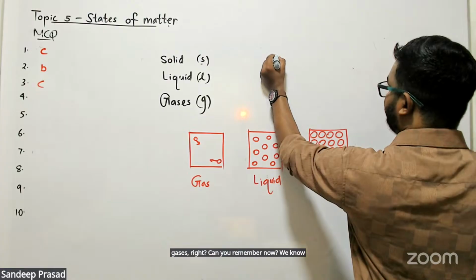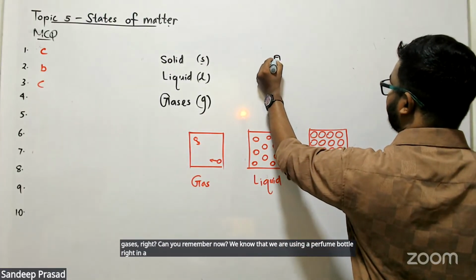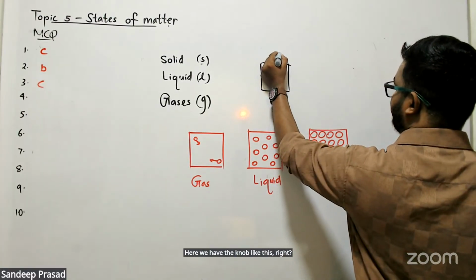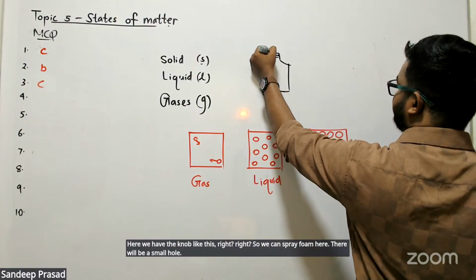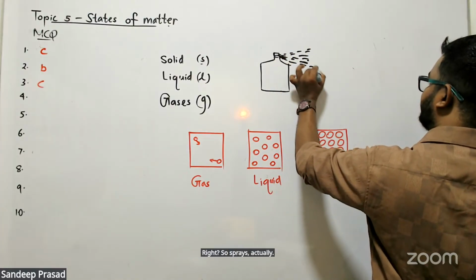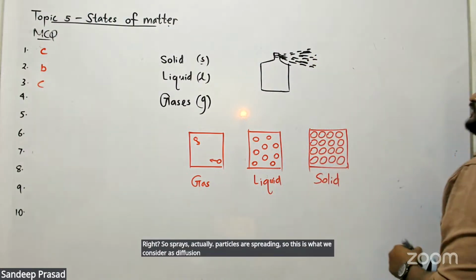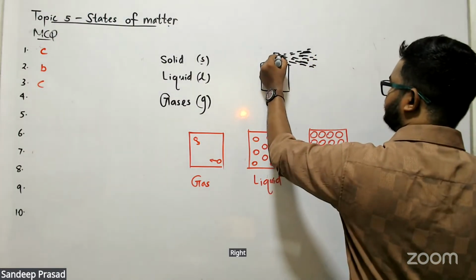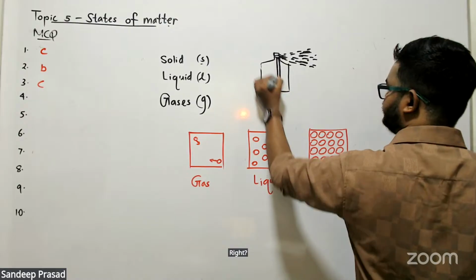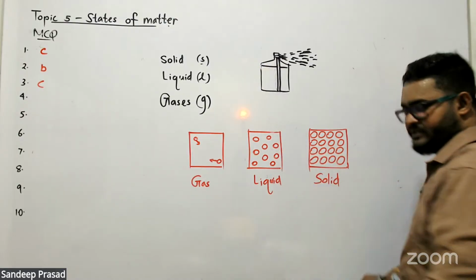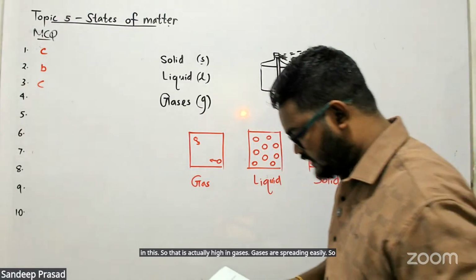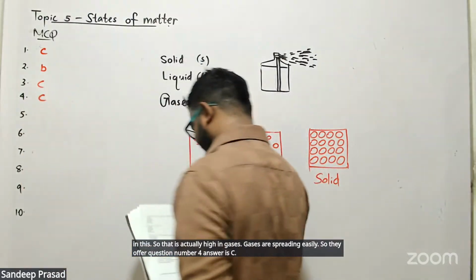We know that we are using a perfume bottle, right? In a perfume bottle, here we have the knob like this, right? So we can spray from here, there will be a small hole. So when you press this one, what will happen? The spray is actually particles spreading. So this is what we consider as diffusion, in this way. So that is actually high in gases. Gases are spreading easily. So therefore, question number 4, answer is C. So these things are very easy, right?